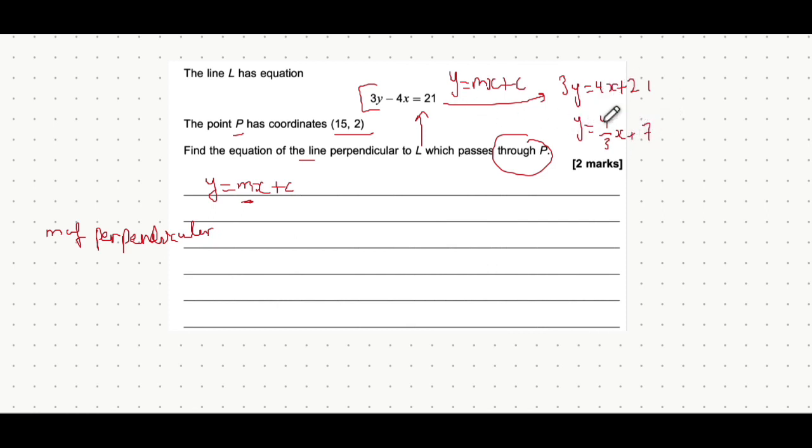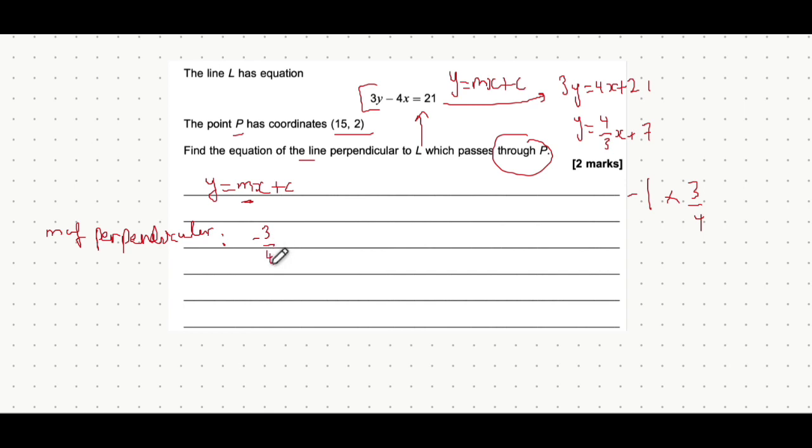The gradient of line L is 4/3, and the perpendicular gradient to that is minus 1 over that gradient. So minus 1 divided by 4/3 is the same as minus 1 multiplied by the reciprocal of that second fraction. So multiplied by 3/4. And that's equal to minus 3/4.